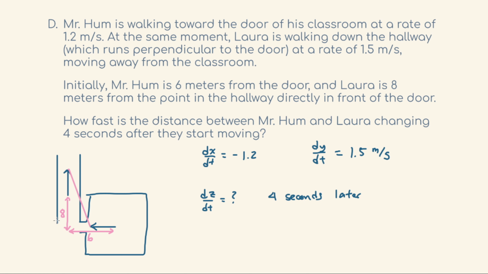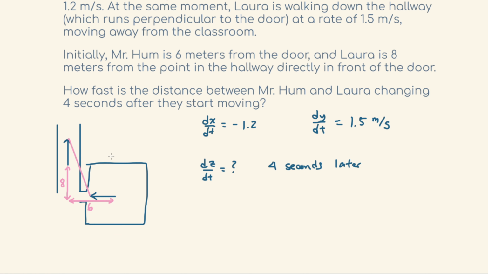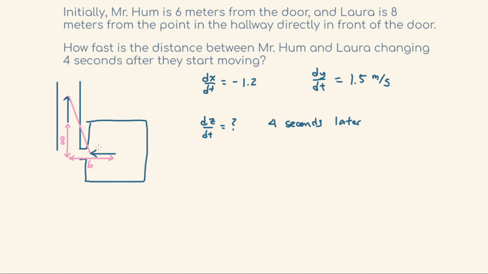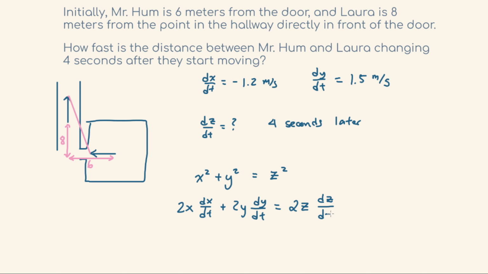4 seconds after they started moving. So let's scroll down a little bit so I have a bit more room to work with. Let me add units here as well. Like I said before, we're probably going to use Pythagoras. So let's write that down: x squared plus y squared is equal to z squared. And now we can differentiate. So 2x dx over dt plus 2y dy over dt is equal to 2z dz over dt.